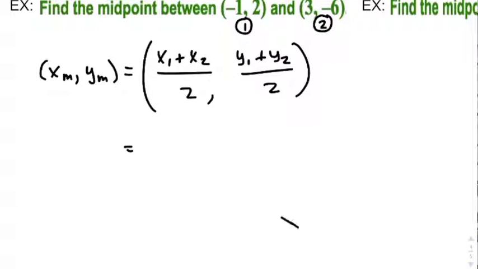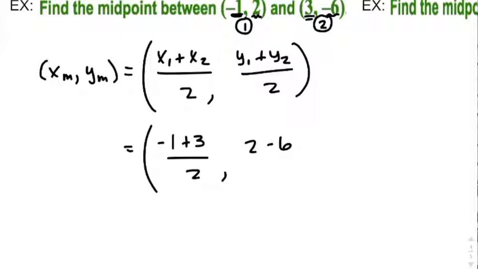On the x calculation, we have -1 and 3, so we have -1 plus 3, divided by 2 to find the average. Then for our y's, we have 2 and -6, so that'll be 2 minus 6 over 2. Note that the formula has a plus, but here it becomes a minus because the negative on the 6 overrides the positive. A positive and a negative make a negative.